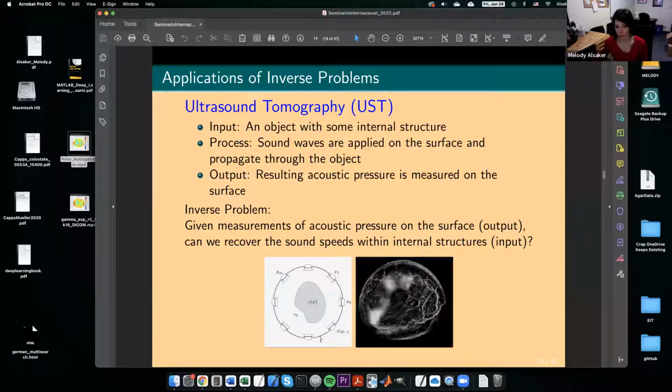This particular one here is a human breast. It's used for breast cancer detection. So in ultrasound tomography, again, the input is some object. The process is that sound waves are applied on the surface and they propagate through that object. The outputs measured on the transducers are the resulting acoustic pressure from the sound waves propagating through the domain, creating this pressure distribution back on those transducers. So you can see that's the type of image that we can get from those.